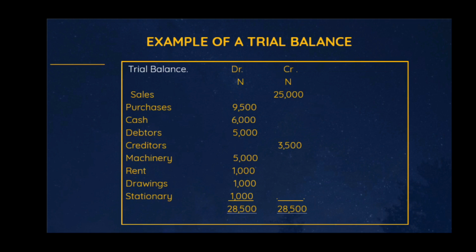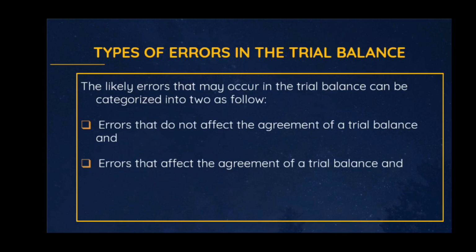But in the situation whereby the total of the debit side of the trial balance is not equal to the total of the credit side of a trial balance, that means there is an error in the trial balance. Also, even if the total of the debit side of a trial balance equals the total of the credit side of a trial balance, does that mean that we do not have error in the trial balance? So that will take us to the types of errors in a trial balance.